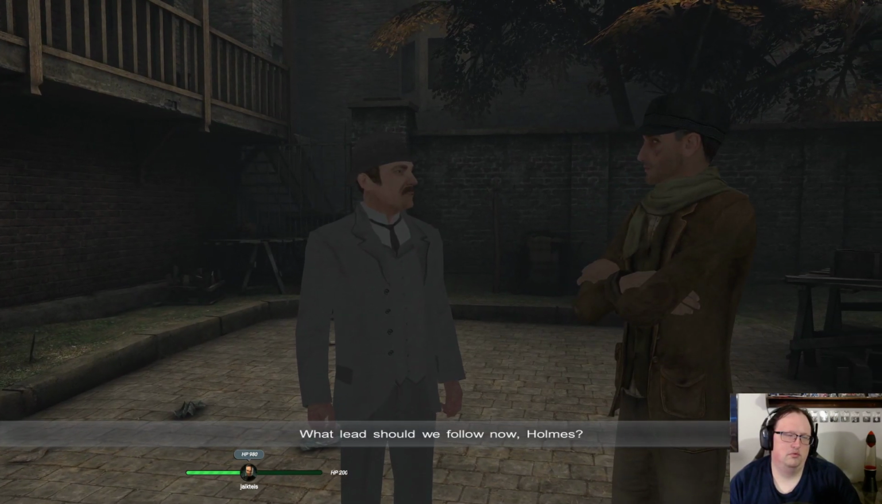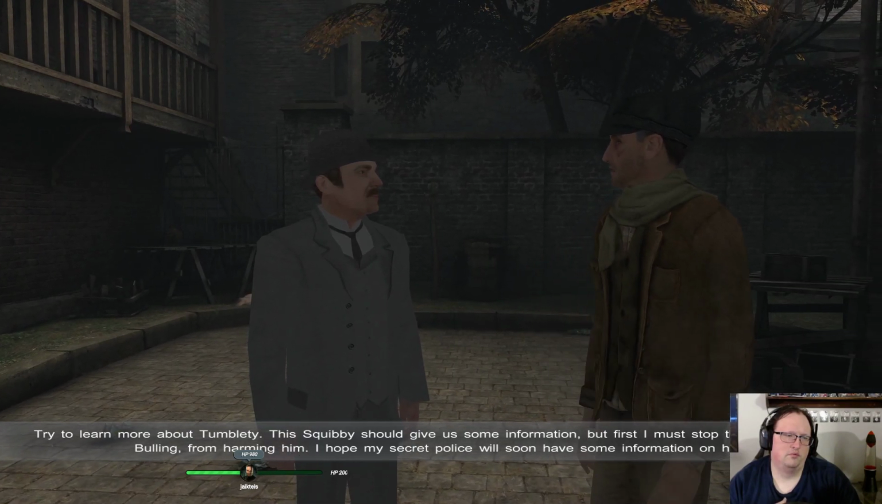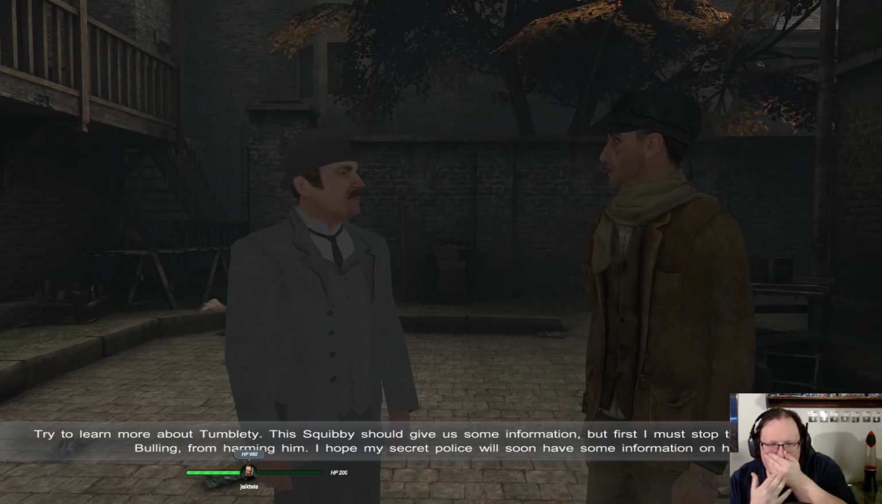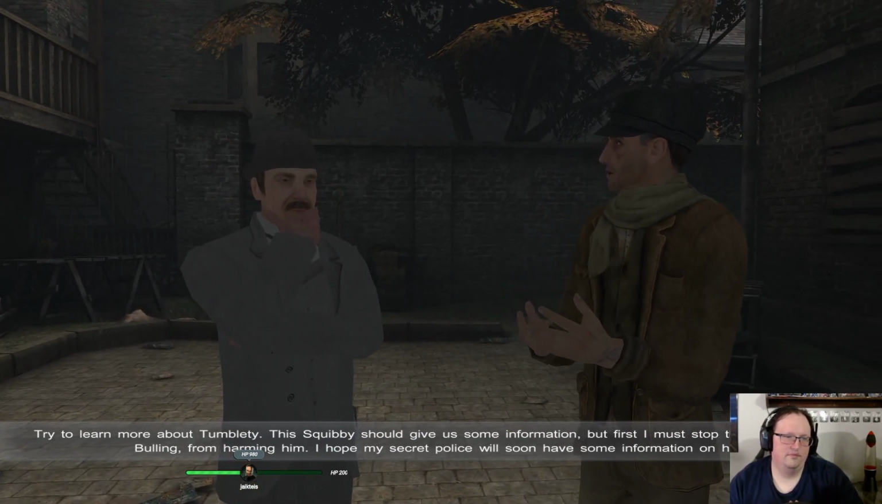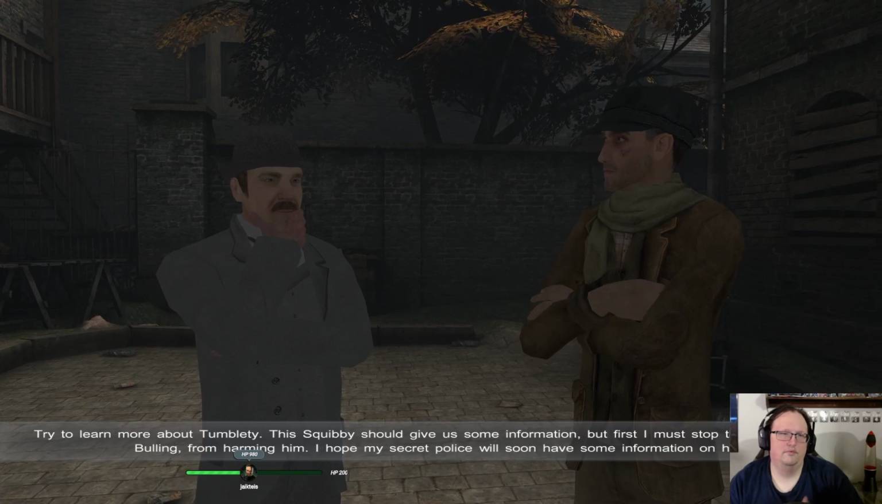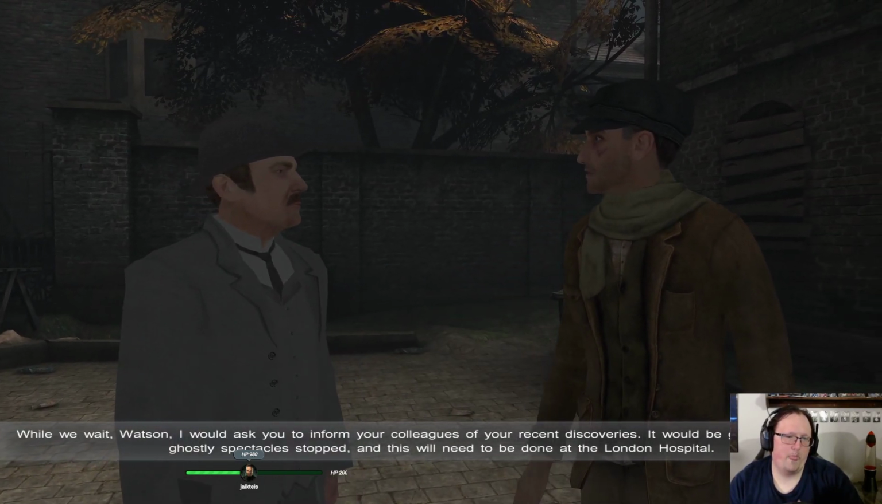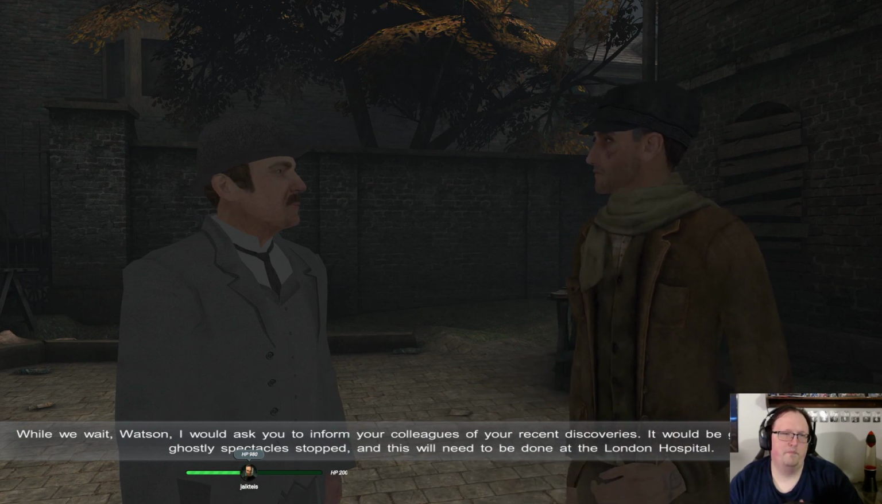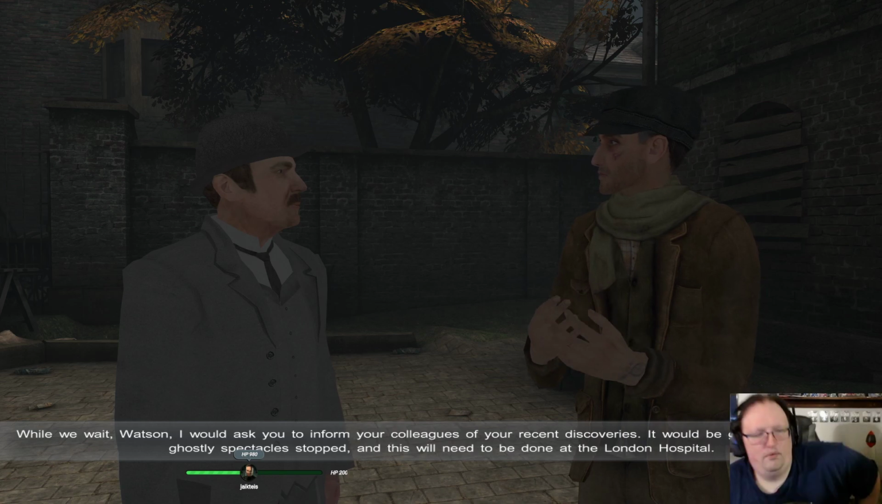What lead should we follow now, Holmes? Try to learn more about Tumblety. This squibby should give us some information, but first I must stop the journalist Tom Bulling from harming him. I hope my secret police will soon have some information on him. While we wait, Watson, I would ask you to inform your colleagues of your recent discoveries. It would be good if these morbid, ghostly spectacles stopped, and this will need to be done at the London hospital. You are right, Holmes.